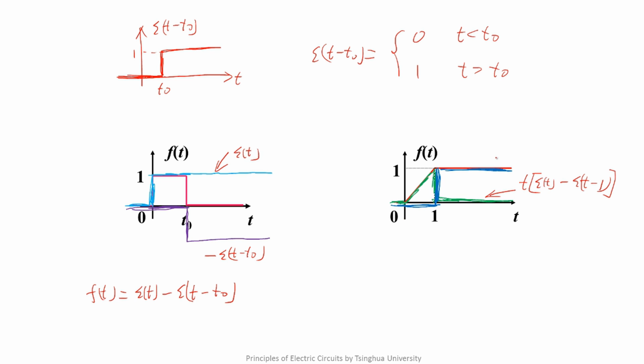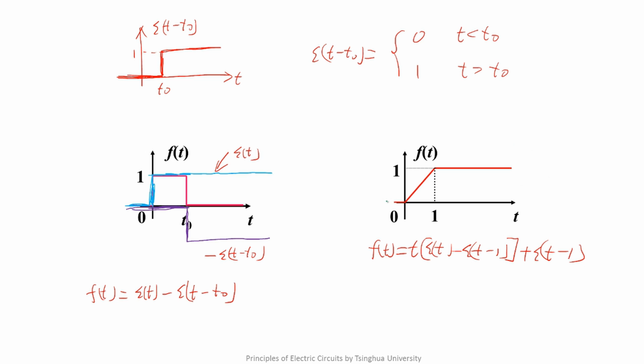What's the function in the blue line? Obviously, it's epsilon t minus 1. Then we know ft in the red line equals t times epsilon t minus t times epsilon t minus 1 plus epsilon t minus 1. This is the first perspective. Next, let's have another perspective on this function.